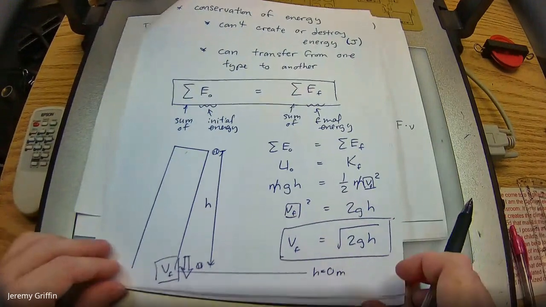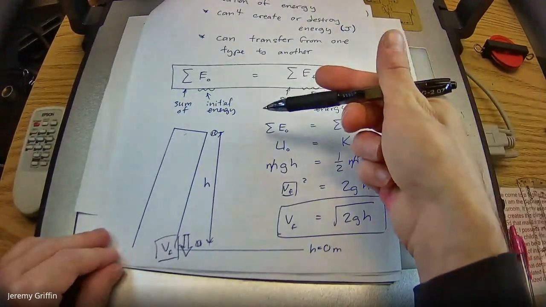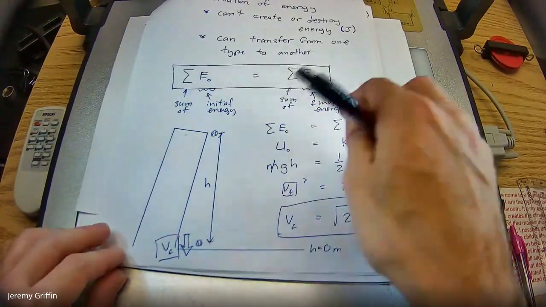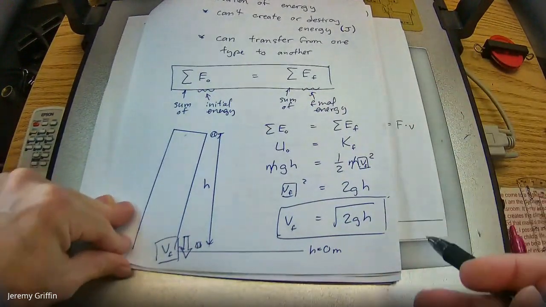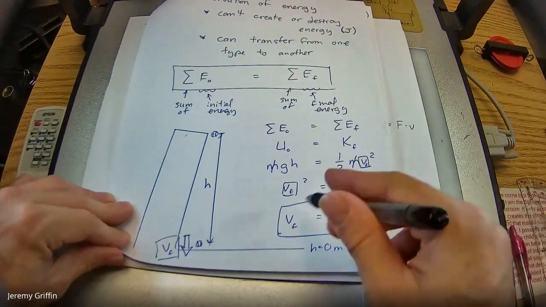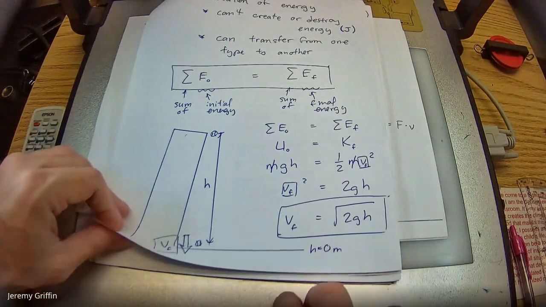Galileo drops the ball from the top of the Leaning Tower. At the top, it's all potential energy. At the bottom, it's all kinetic. Notice the setup: sum of energy initial equals sum of energy final. This is true for a closed system. Closed system meaning there's no outside force acting on it. There's no energy entering or leaving the system. This is a way you can find the speed of the ball at the bottom.